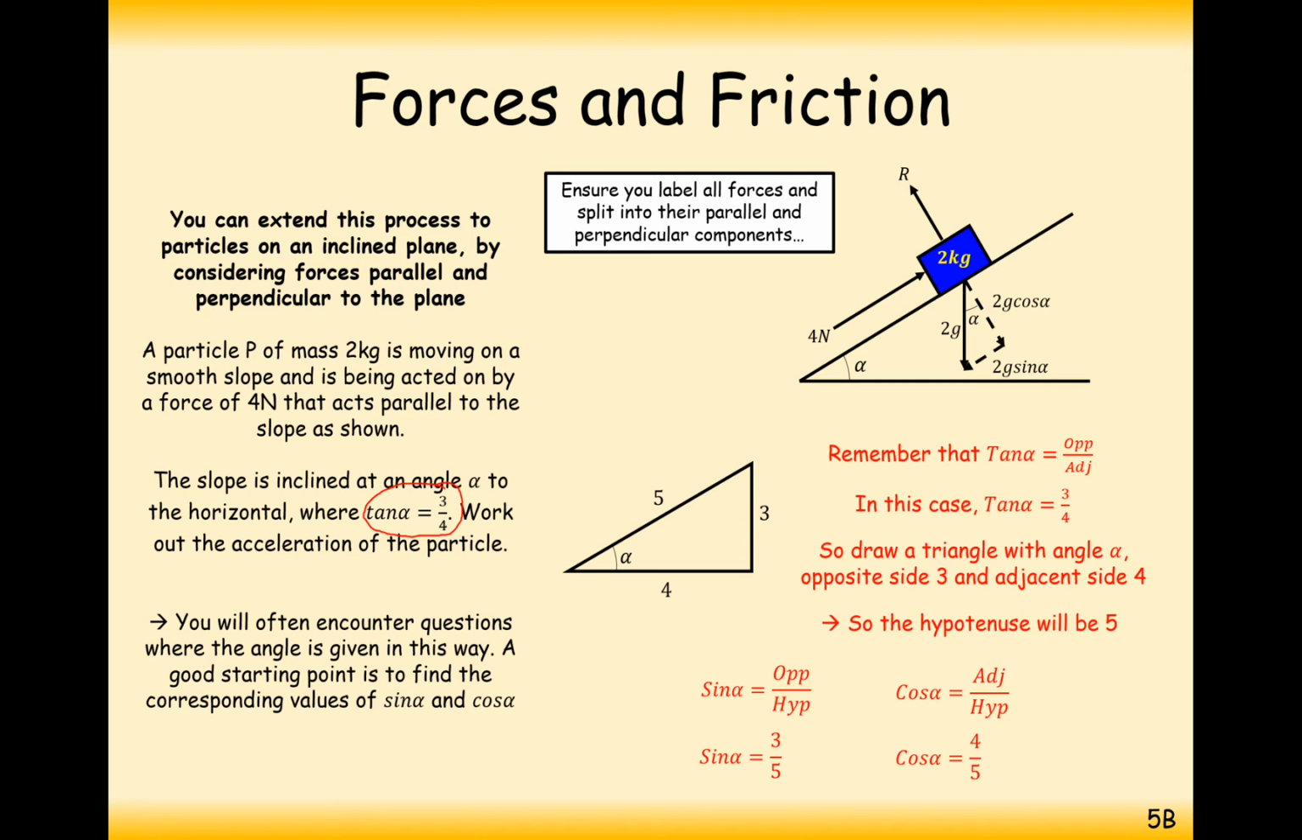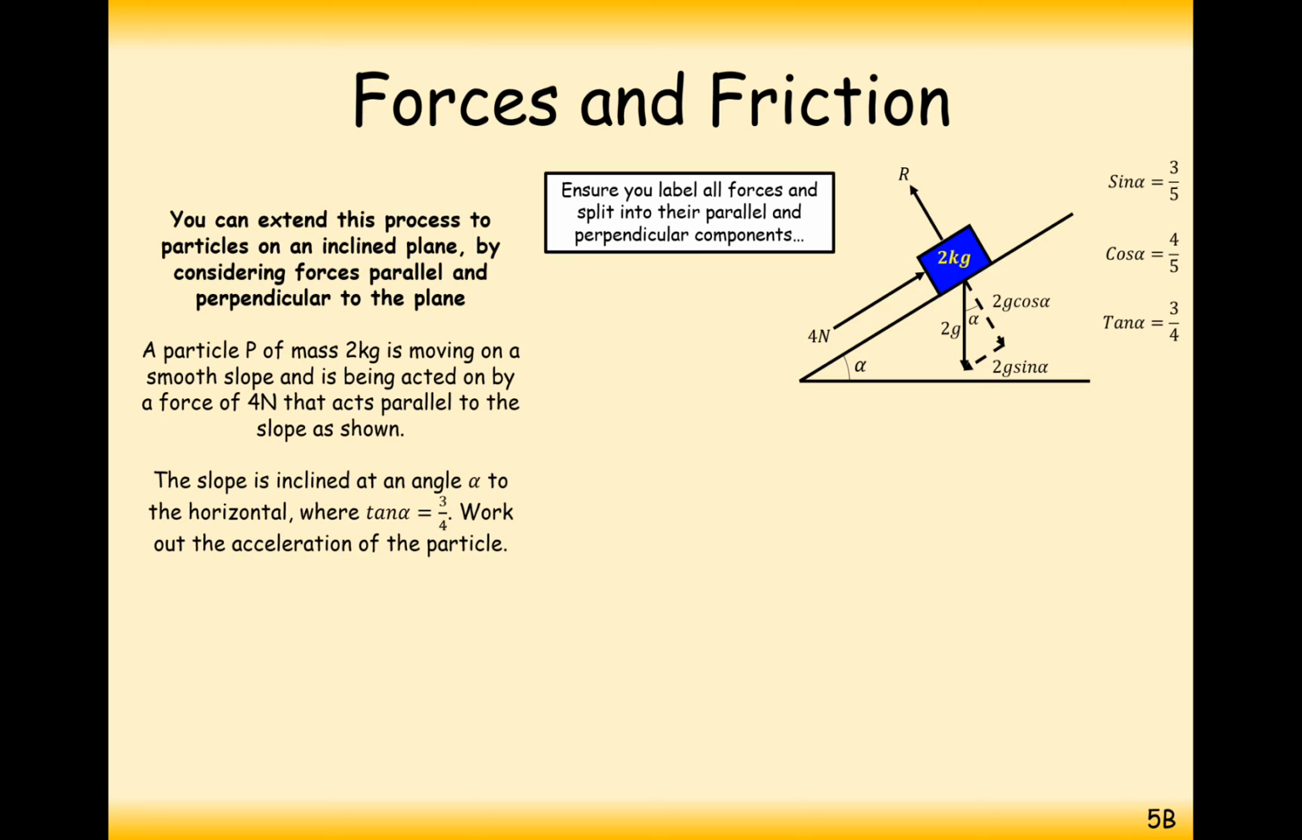So at no point do we actually have to work out the value of alpha. We've used some right angle triangle trigonometry knowledge to work out that sine alpha is 3/5 and cos alpha is 4/5. So we'll put them to one side and we'll bring them in when we need to use them.